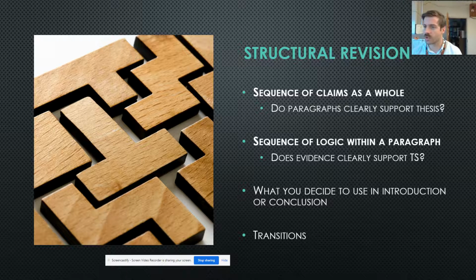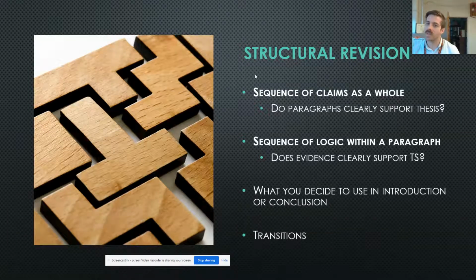The second thing you might do is some structural revision. Basically think of, is the sequence of my ideas, the flow of my paragraphs, do they make sense? I might not need to change the sentences themselves, but I'm going to change the order or the transitions that I'm using in between those to make sure that everything is nice and smooth.